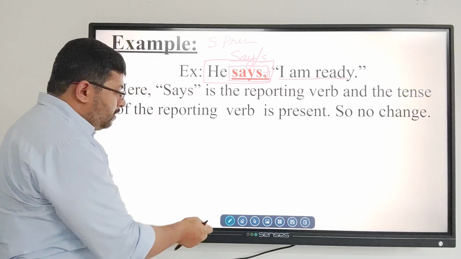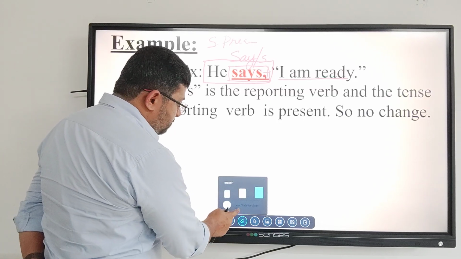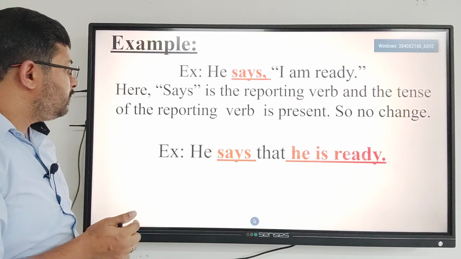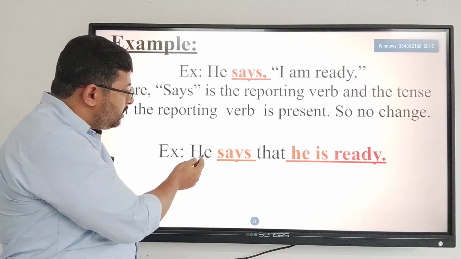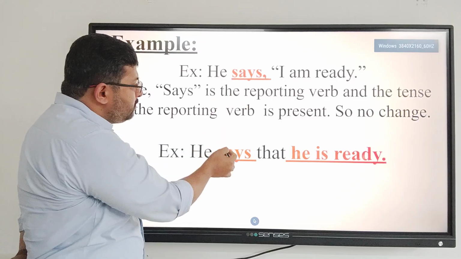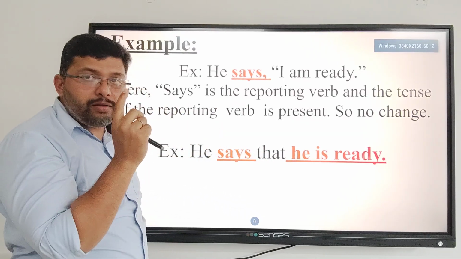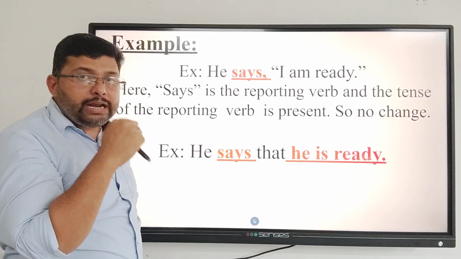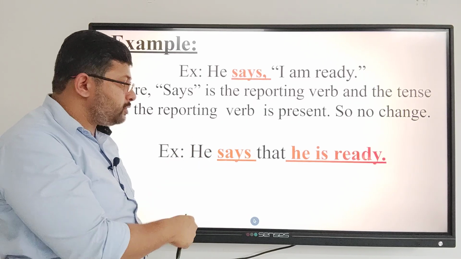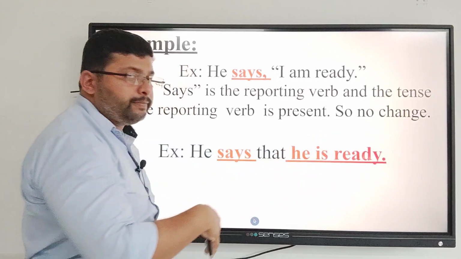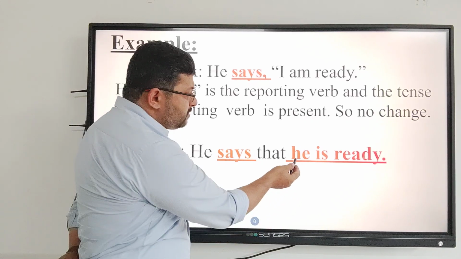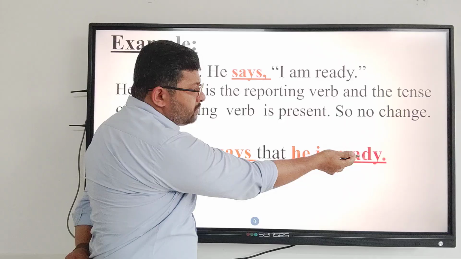Let's see. This is the indirect speech. He says, the same thing copied and pasted here. He says that. We have already discussed that in indirect speech, the conjunction that must be used. He is ready. The same tense it is. Third person singular, is ready.